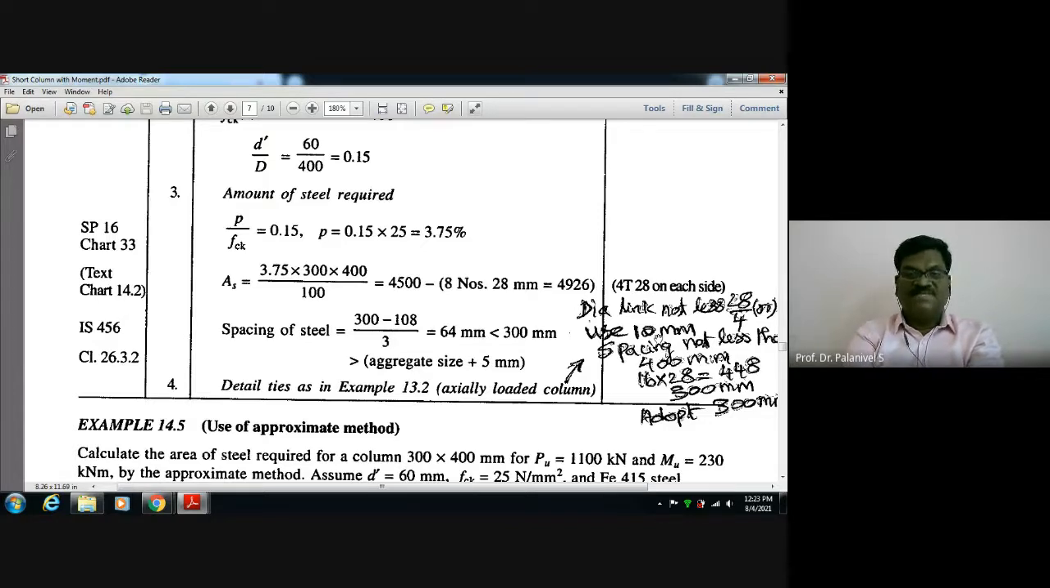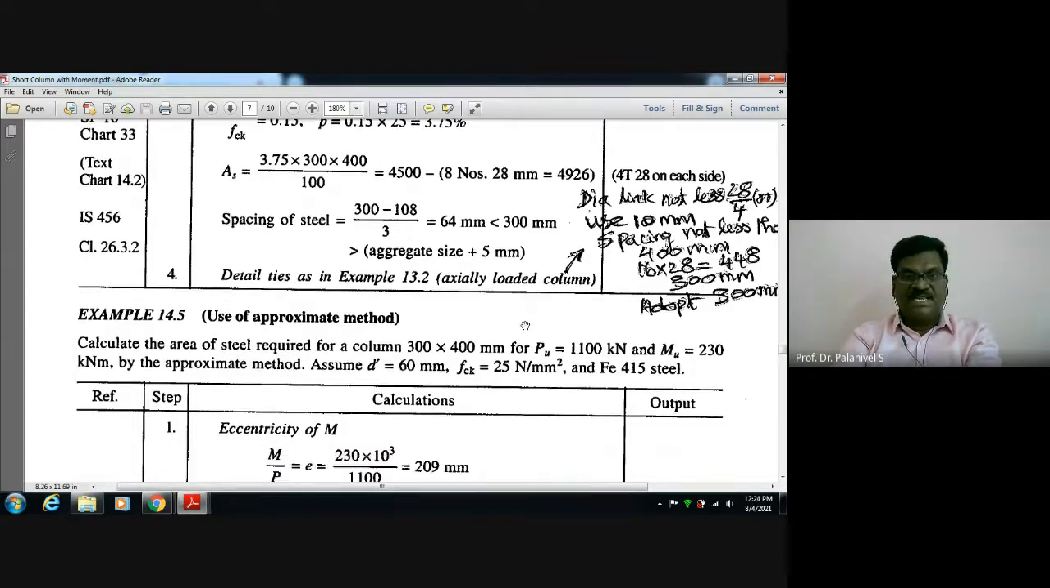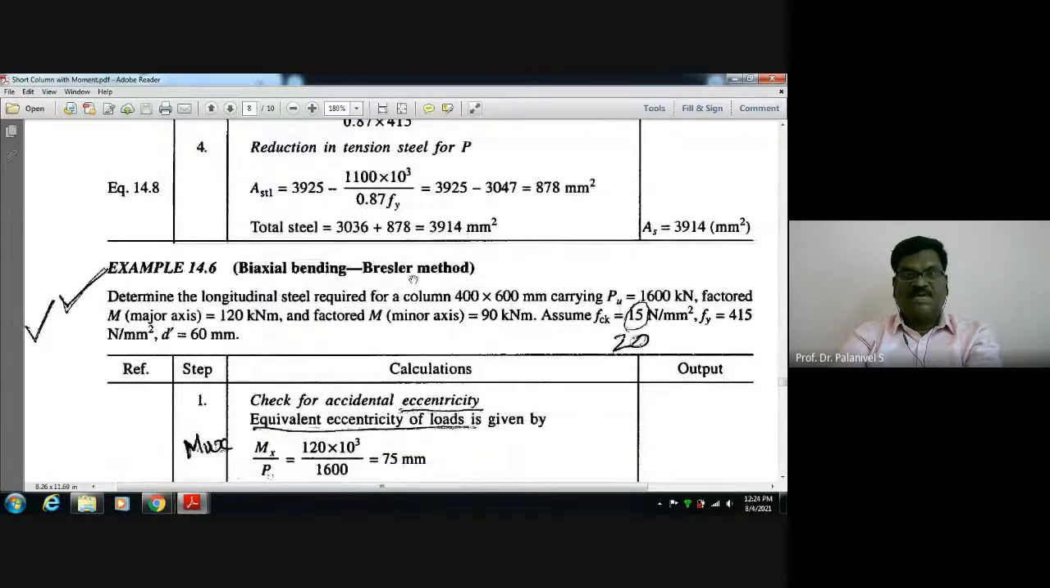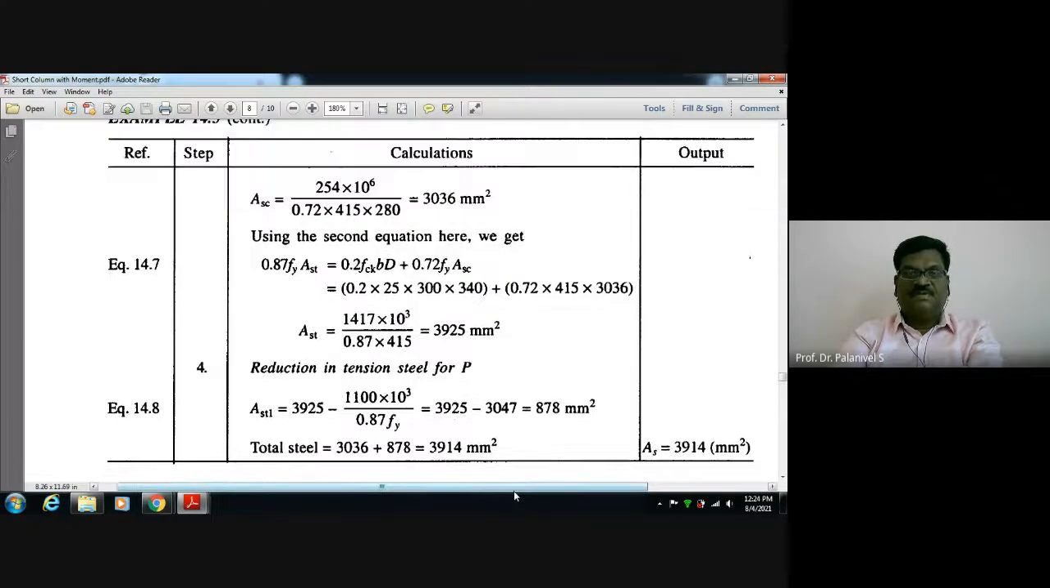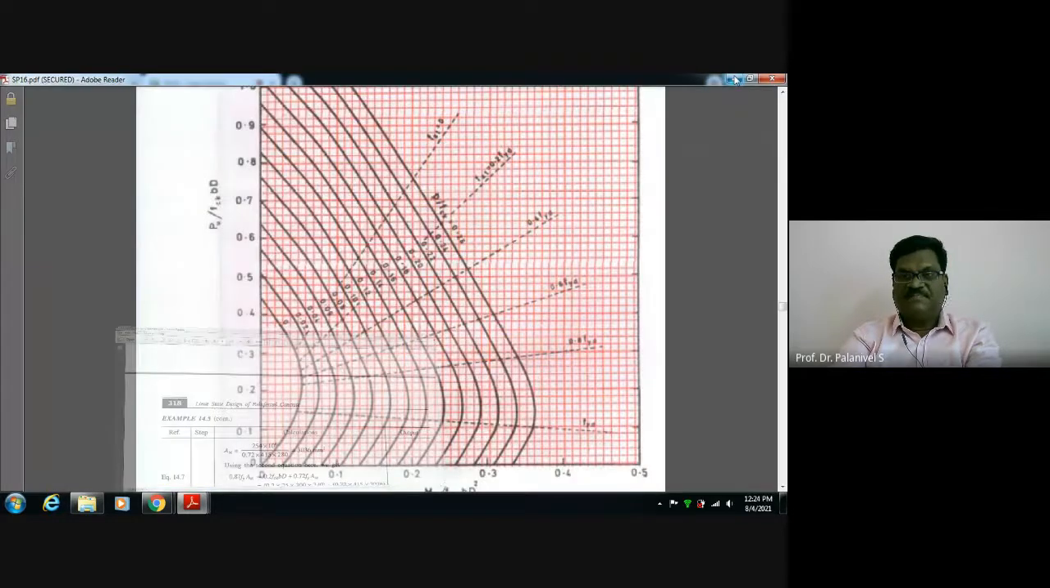Okay, with this, the uni-axial bending design problem is done. The next class, I will discuss biaxial bending. For that there is a special procedure available, the Bresler method. I will do it in the next class. Today, uni-axial bending is over. One problem I have done. So with this, I will stop today's class.